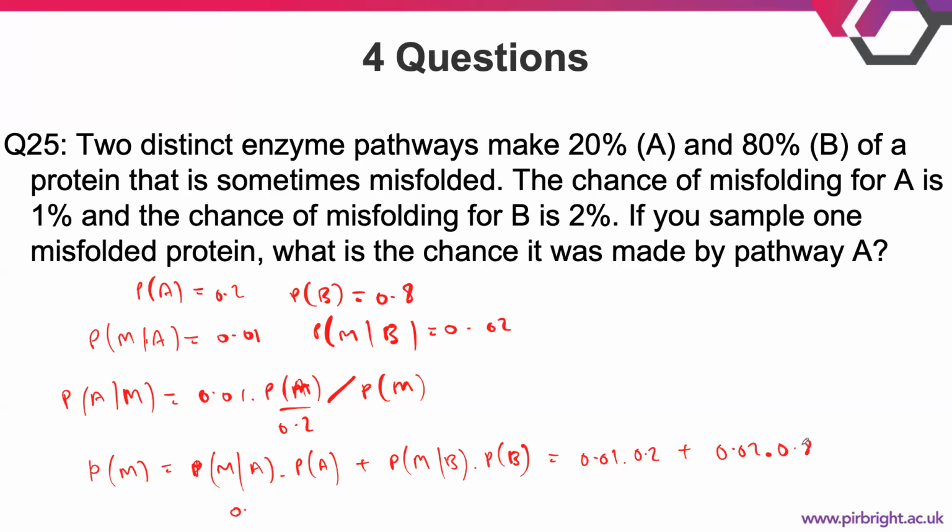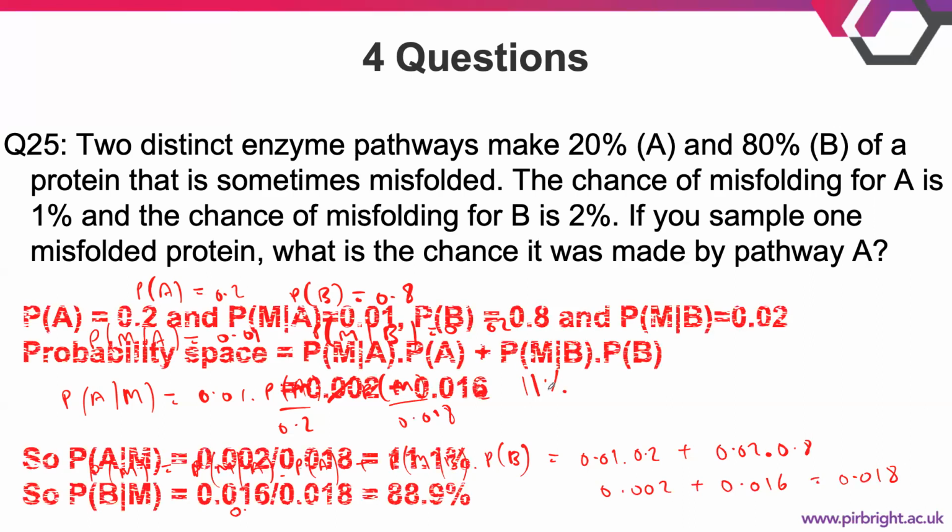So if we work this out, that's going to be 0.002 plus 0.016. So therefore, we get 0.018 there. And we can put that value in there for here, 0.018. And then if we work this out, we can figure out that this will work out as about 11%.